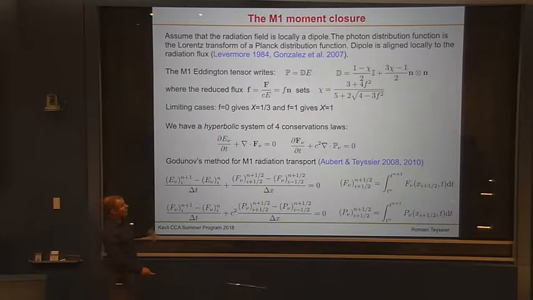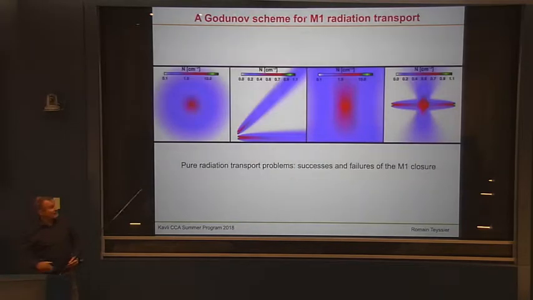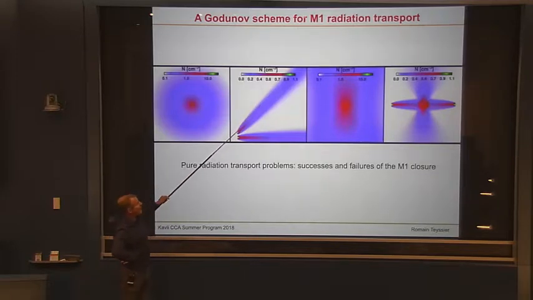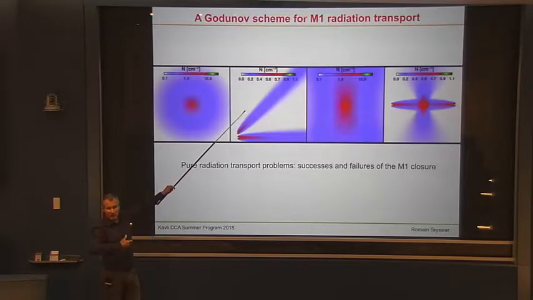So the M1 closure is a very big approximation, but I think this is a very nice property. Then you can use the Godunov method and apply the same trick with Riemann solvers and so on and so forth. So it works quite nicely for simple cases. That's a point source, and that's the radiation you get around the point source. Okay, it's as good as it can get. That's beam radiation. You see, you get the shadow relatively well, although you have some numerical diffusion here. It's the first order Godunov scheme here.